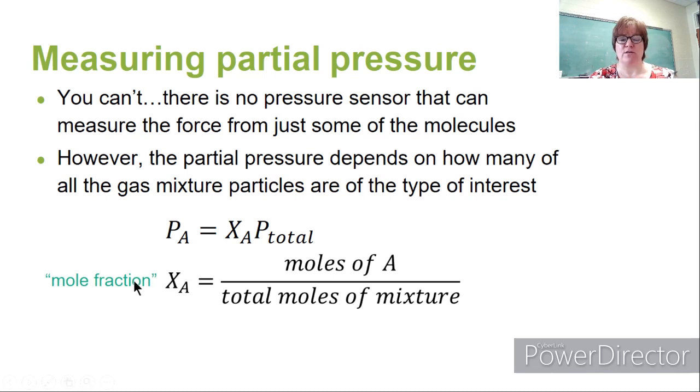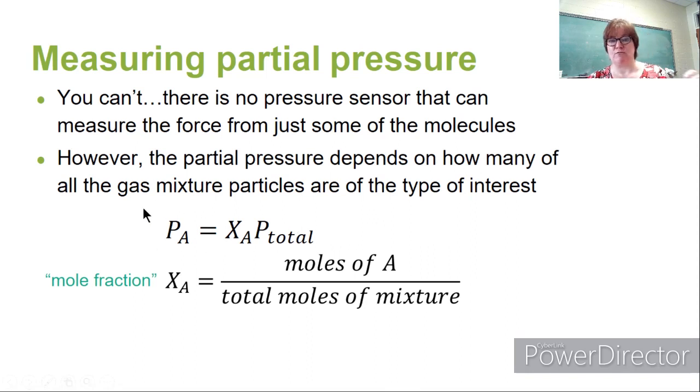So in order to calculate the mole fraction, I would need to know how many moles of gas A are there compared to the total number of moles in the mixture. And this is kind of a ratio or a percentage, only it's not in basis of 100, of how much of the mixture is particles of A. And then I multiply that by the total pressure and I can get the partial pressure.